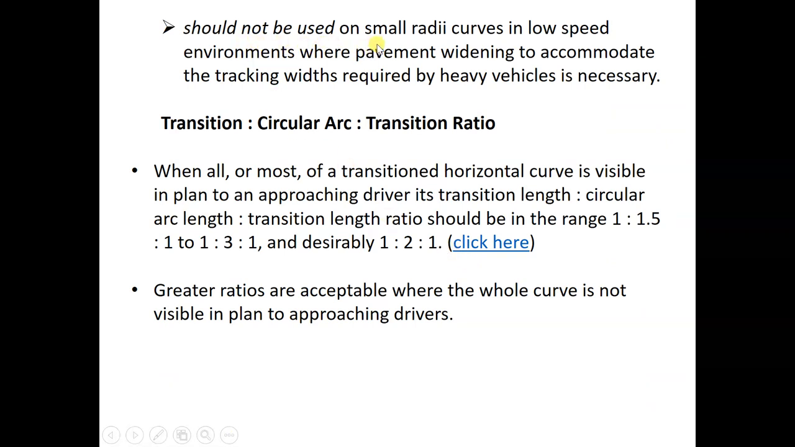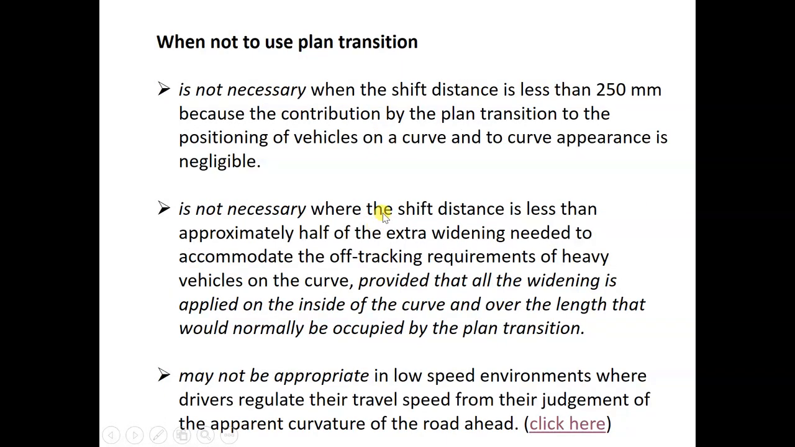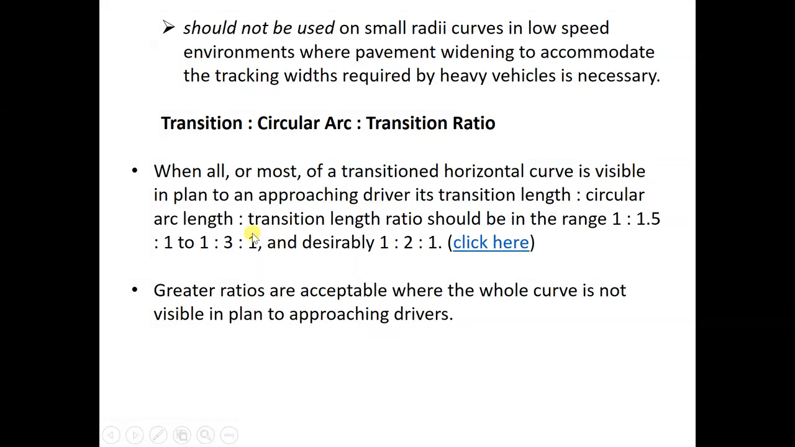Fourthly, it should not be used on small radii curves in a low speed environment where pavement widening is necessary to accommodate the tracking width required by heavy vehicles. I think I probably just covered that as well. So there are four situations whereby you don't need to use the spiral curve. You just use the circular curve, if you can satisfy these four provisions.